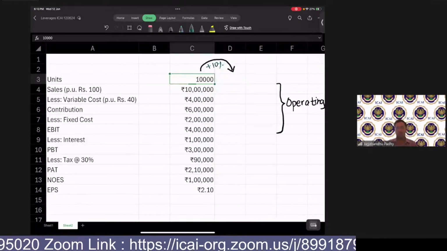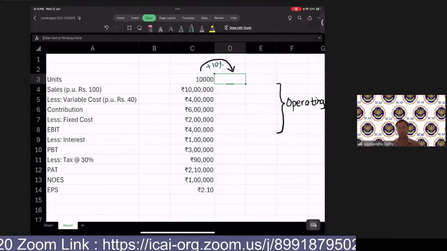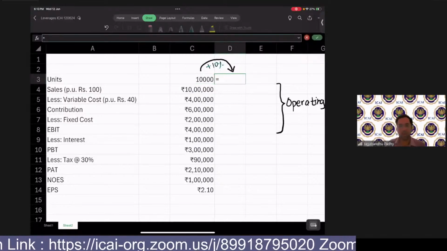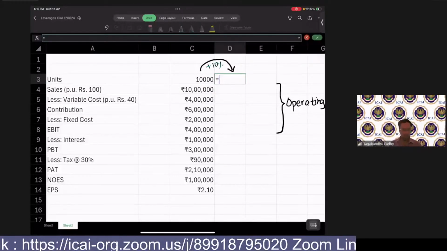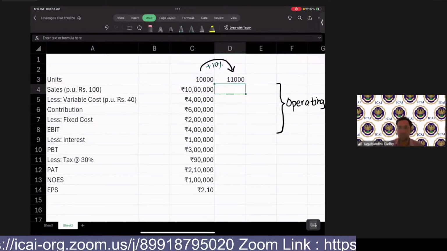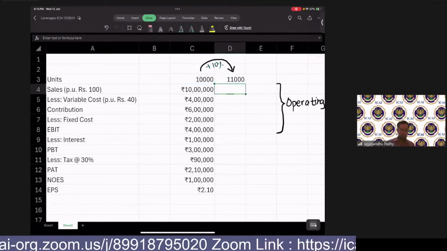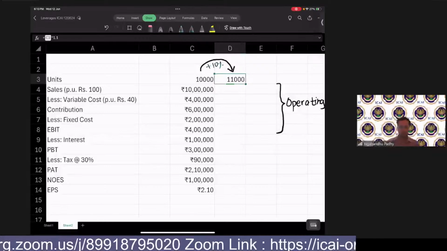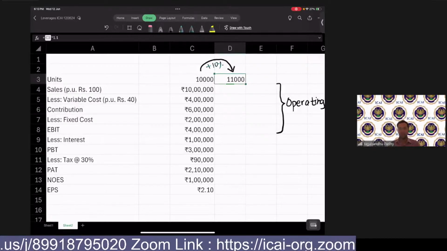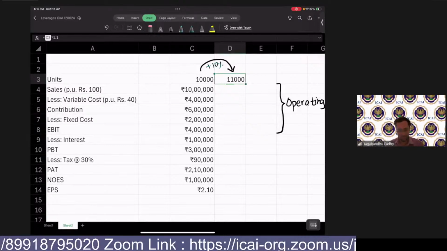So, putting in 10% extra effort, can you tell me what will be the units? The units that we will be selling will be 10,000 into 1.1, that is 11,000. 10,000 increasing by 10% will make our units 11,000.